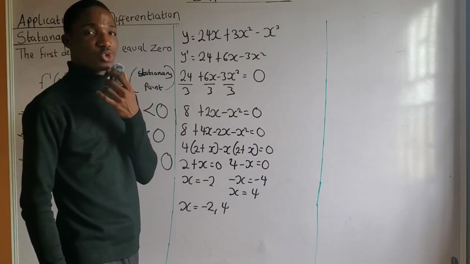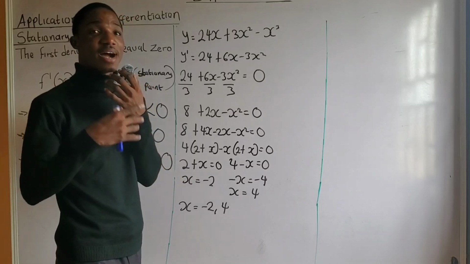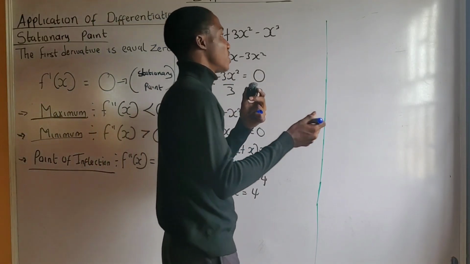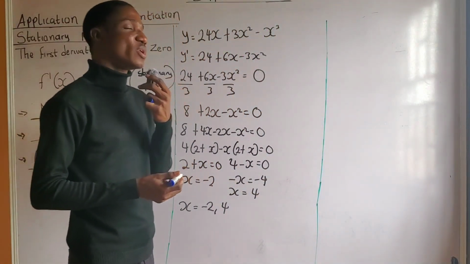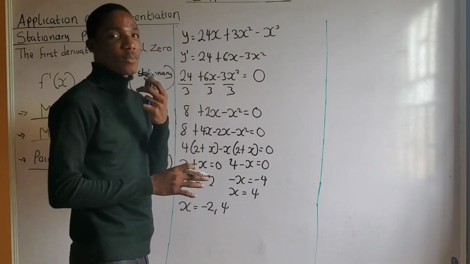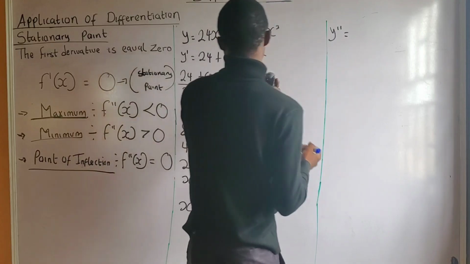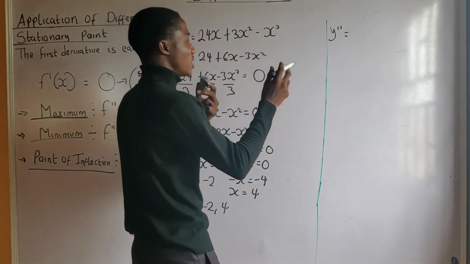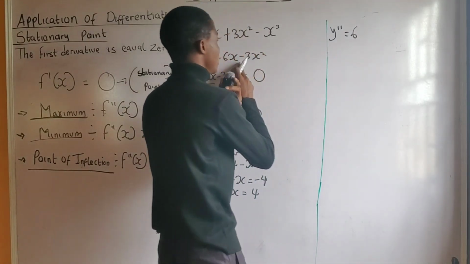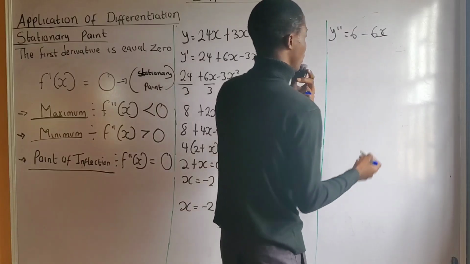The next question says we should distinguish between these stationary points as to whether they are maximum, minimum, or point of inflection. To distinguish between the stationary points, we need to take the second derivative. That means we differentiate one more time. So the second derivative of y equals: differentiate 24, you get 0. Differentiate 6x, you get 6. Differentiate negative 3x squared, you get minus 6x.